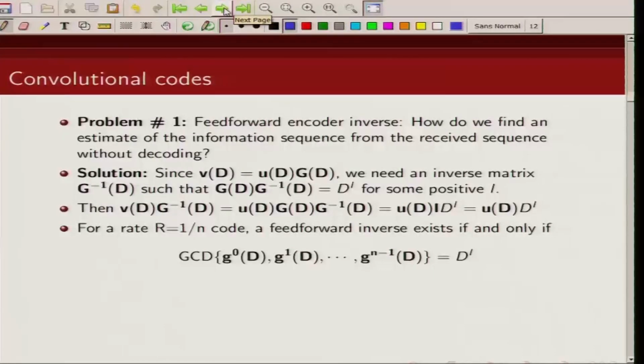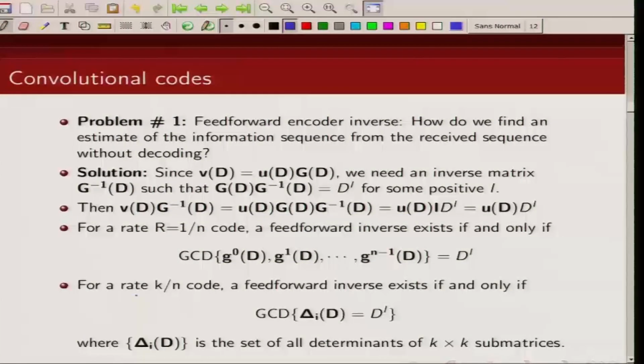I am now stating without proof the condition under which a feed forward encoder inverse exists. For a rate 1 by n code, a feed forward inverse will exist if the greatest common divisor among the n generator sequences of this rate 1 by n code is D^l, where l is greater than or equal to 0. So, they do not have any term in common, just some delay element. We do not want these generator sequences to have any common term. If they do, then a feed forward inverse would not exist, and there will be a feedback inverse.